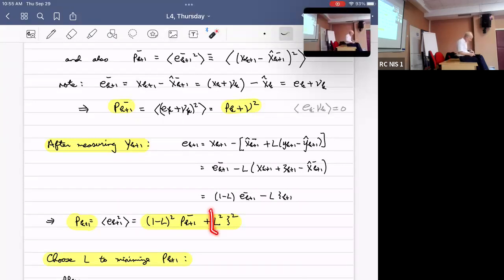So that's why there's an L squared C squared, and then this part here is coming because you're learning about the thermal fluctuations that happened during the time interval. So there are two noise sources, and we're getting information about one, but we're exposed to the effects of the other, and we want to balance.